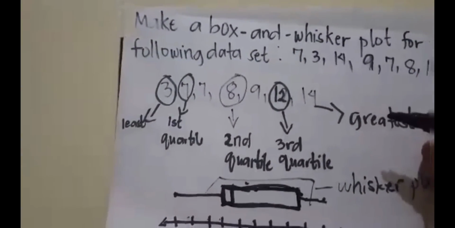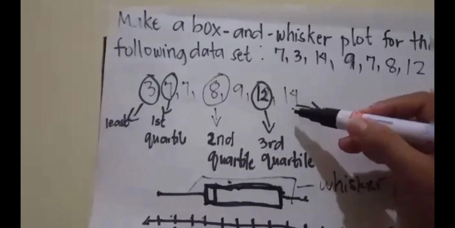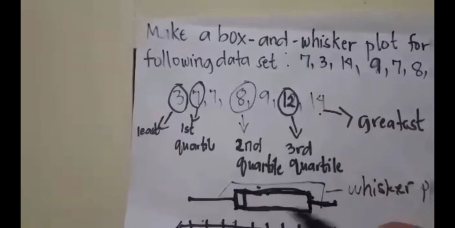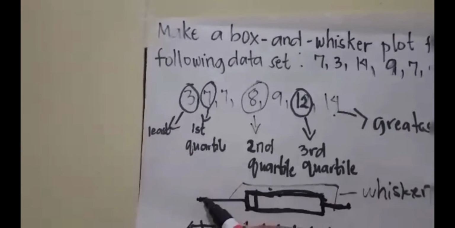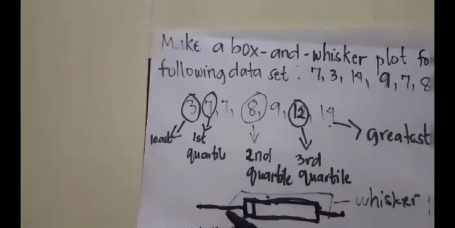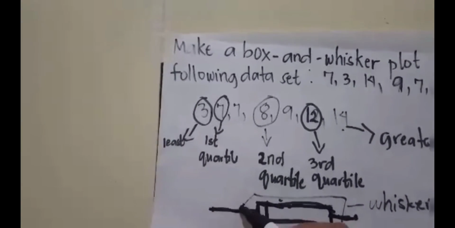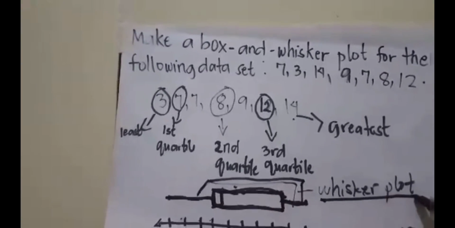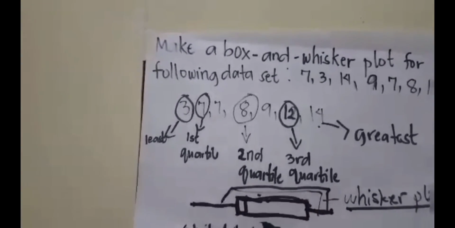Tapos, yung greatest number, which is 14, here. Then, i-connect yan siya dito. Then, this is the greatest number here. It's 3. Ang tawag dito sa line na to, this is a whisker plot. And this is the box.